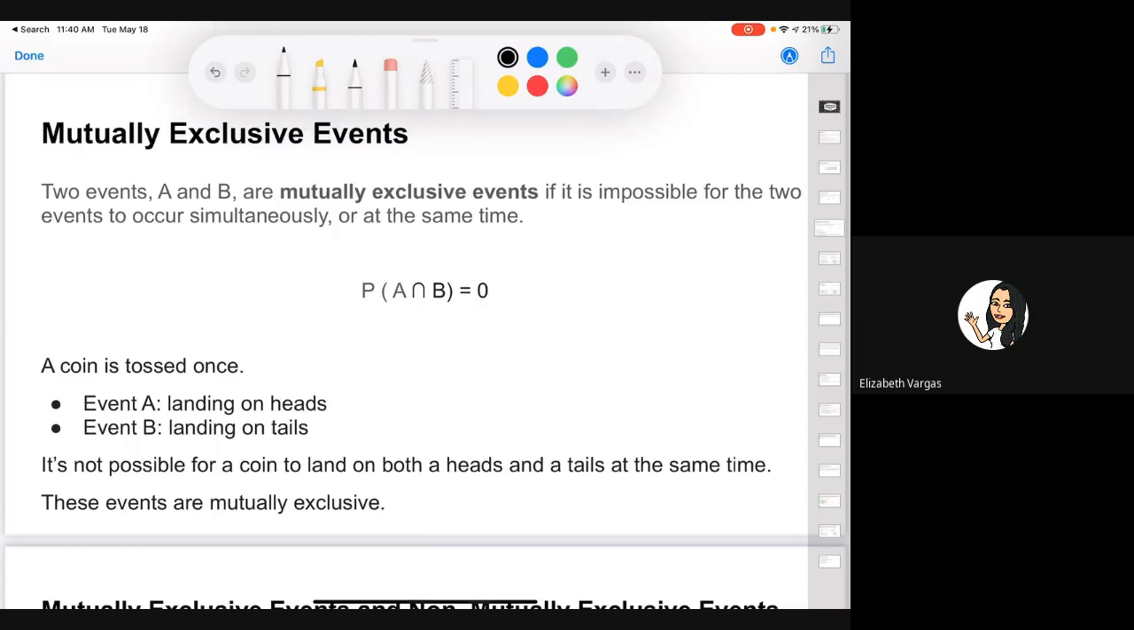So 2 events are mutually exclusive if it's impossible for those 2 events to occur at the same time. So the intersection of these 2 events is going to be equal to 0 because those 2 events cannot happen at the same time. For example, if I were to toss a coin, event A would be that coin landing on heads, while event B would be that coin landing on tails. Well, obviously, if I flip a coin, I can't get both heads and tails at the same time. And so those 2 events would be mutually exclusive, right? You can't get both heads and tails while flipping the coin once. So those events would be mutually exclusive.